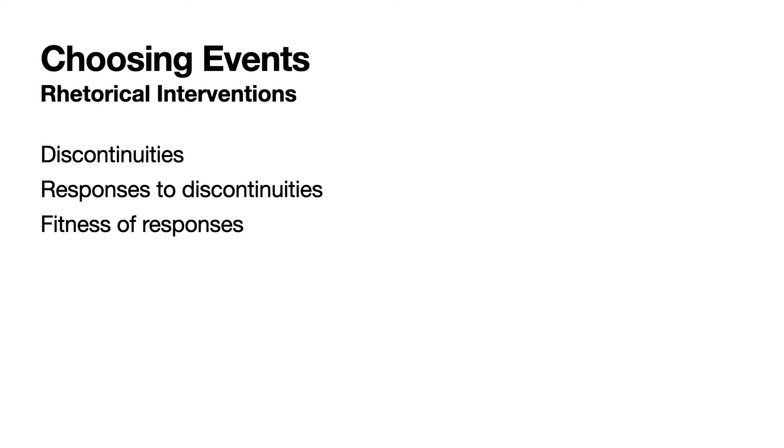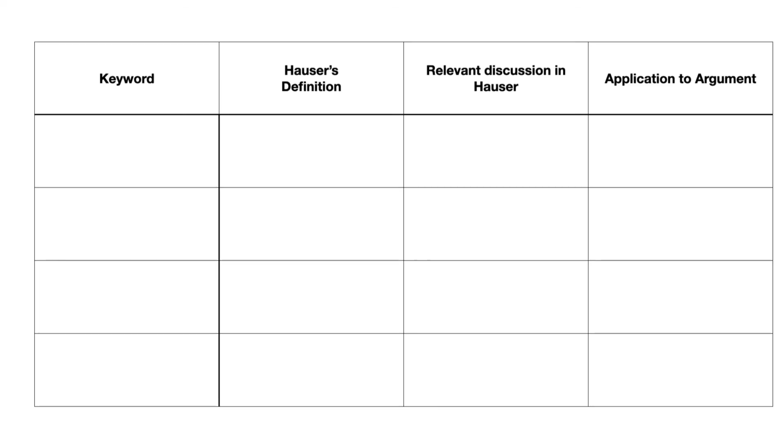So let's take a look at this last slide. I've posted this worksheet on our site. And this is what I suggest you do. I suggest that you go through for each keyword, write down each keyword, and then give Hauser's definition, and then write down the page numbers where Hauser discusses it. What are the important places where he highlights the term? And then think about how it applies to your argument. I'm not going to have you turn that in. It's a tool to help you generate an argument.